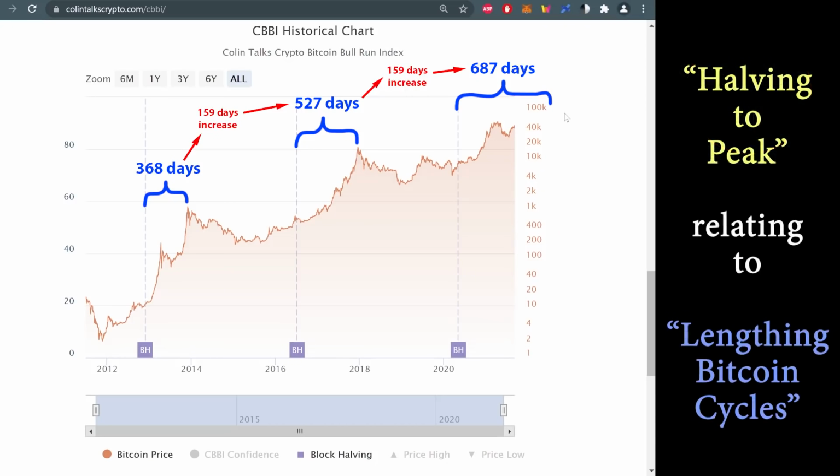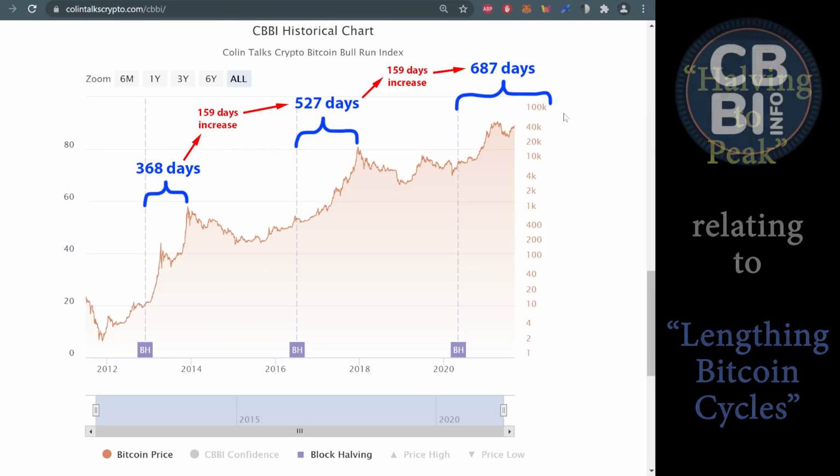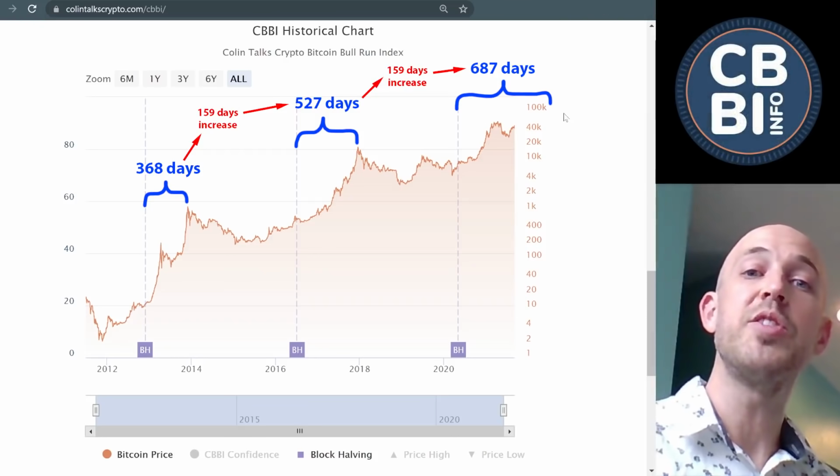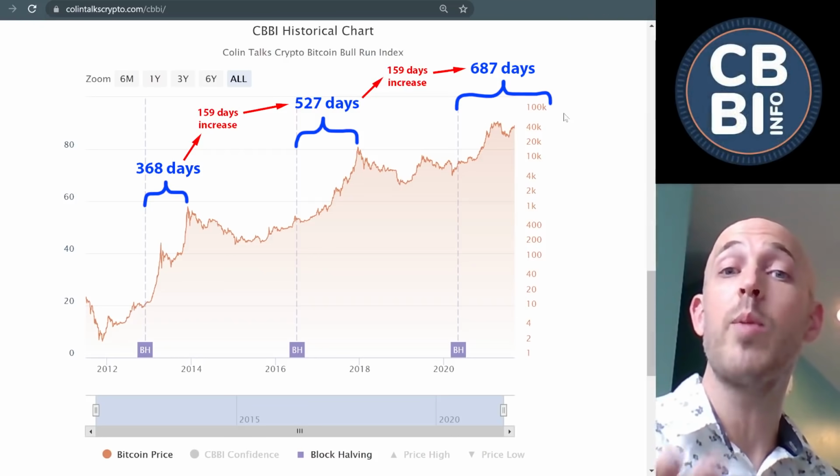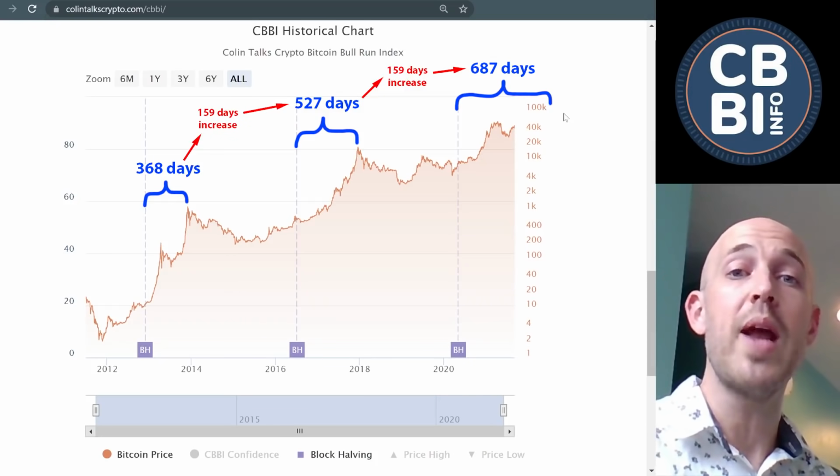Some of you have wondered about the theory of lengthening cycles, in which basically every Bitcoin bull run cycle is longer than the previous cycle. I'm not sure if that is necessarily the case, but the halving-to-peak metric would account for that, as every cycle that becomes longer and longer makes the multiplier bigger and bigger. And so it is good to have a metric that would account for that. I hope that answers your question and elucidates why we've made this change, because I know many of you would have this question.